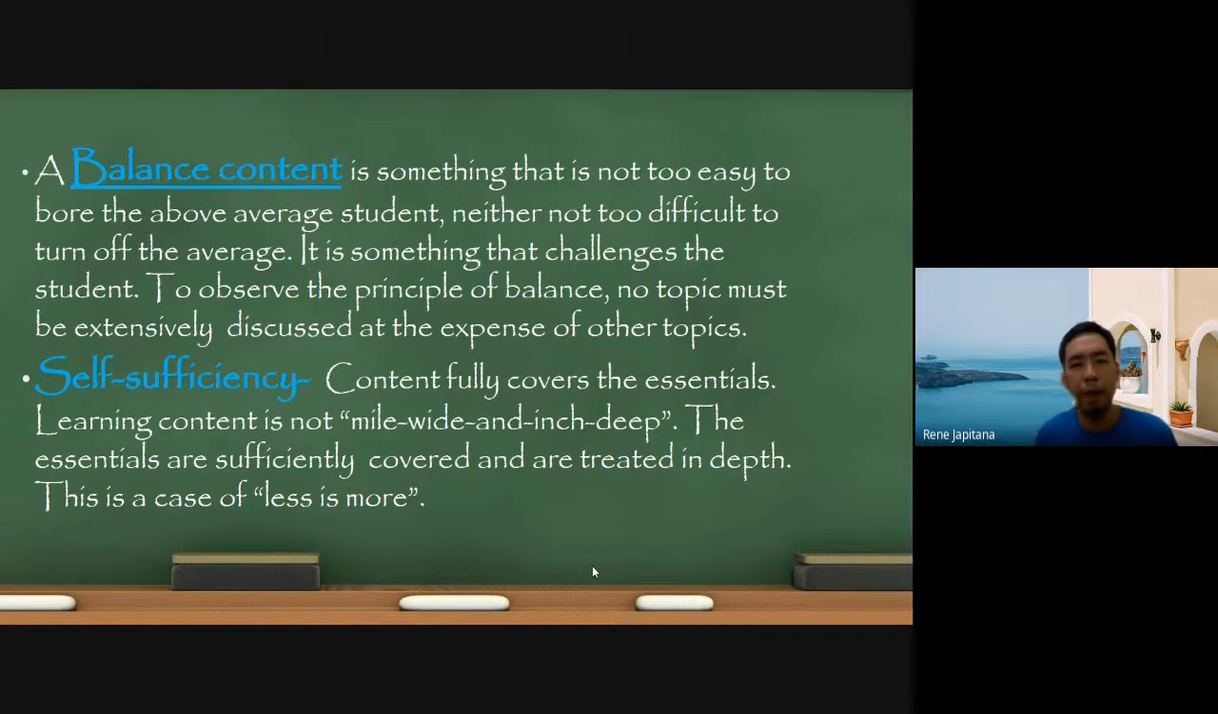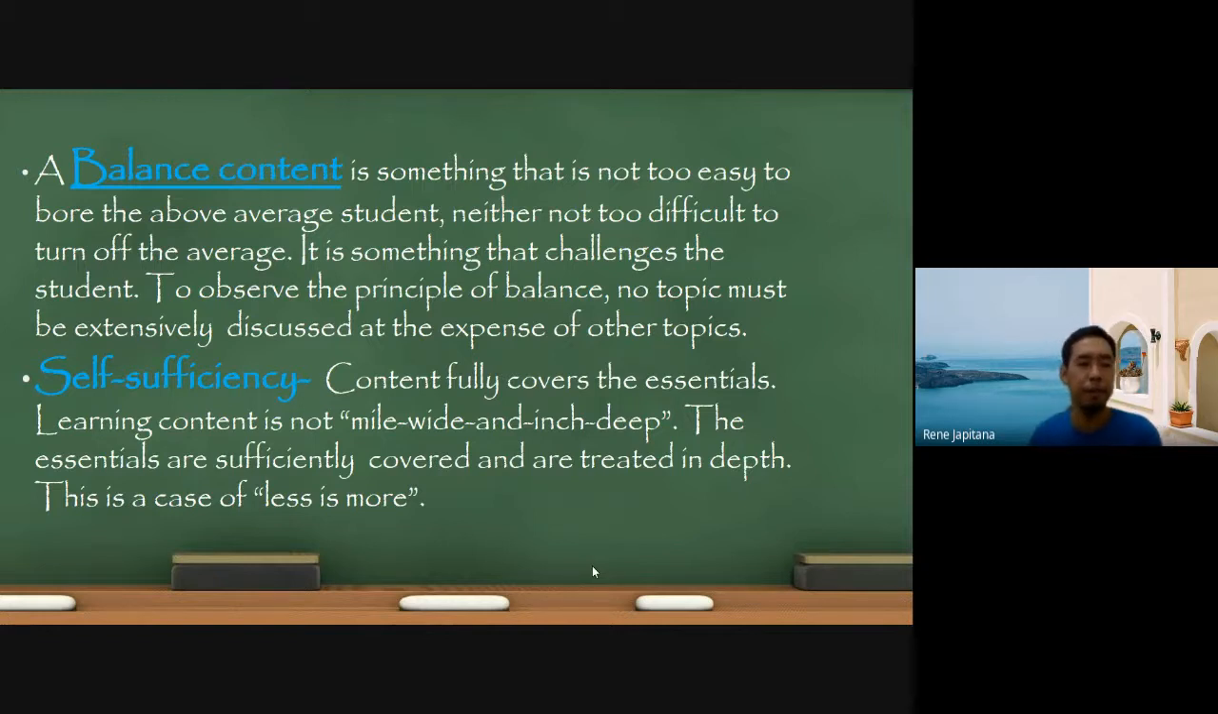To observe the principle of balance, no topic must be extensively discussed at the expense of other topics. Meaning, do not give priority or more intense discussion to one topic because you think it is more important than the other one. As teachers, we need to consider that all topics must be discussed with the same balance. It should not be that this topic is discussed thoroughly and the other one is not discussed enough. So we need to balance the content.